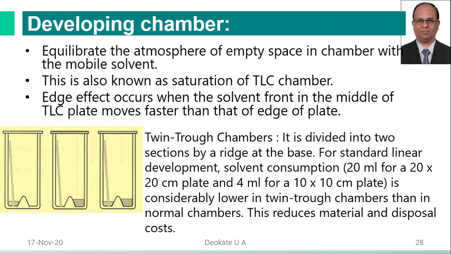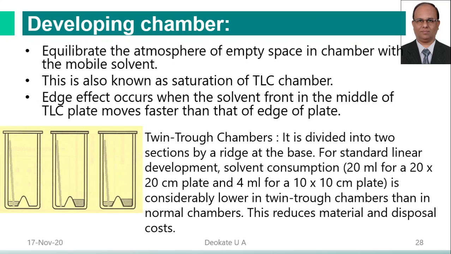Now in modern chromatography, we are using twin trough chambers. It is divided into two sections by a ridge at the base. For standard linear development, solvent consumption is 20 ml for a 20 by 20 centimeter plate and 4 ml for a 10 by 10 centimeter plate. It is considerably lower in twin trough chambers than in normal chambers. This reduces material and disposal cost also.